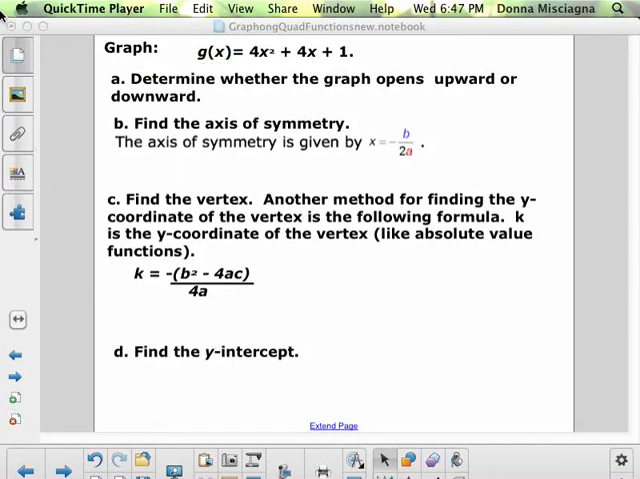Welcome. All right, so now we're going to graph one in standard form. All right, determine whether the graph opens upward or downward.